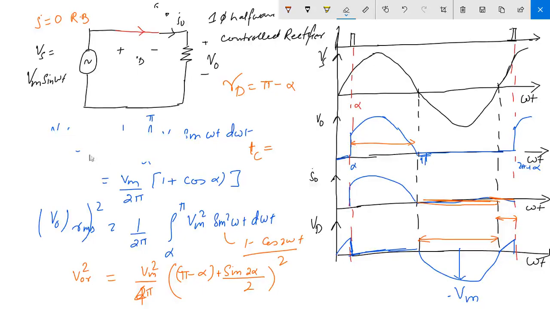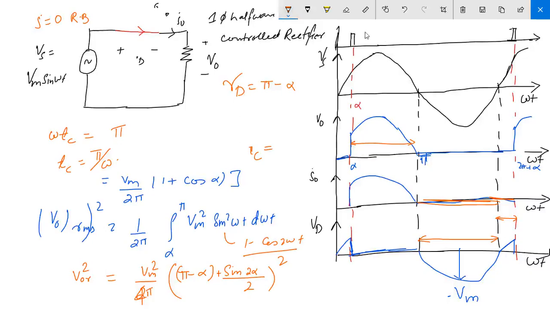So what I can write here is omega tc, that is your circuit turn off time, is total this period, that is pi. During this period only your circuit is off. So tc is equal to pi by omega. Okay, so this is your value.